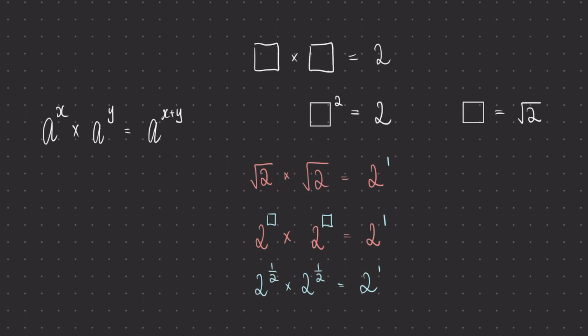So whenever we have a power of a half, we've found that that must be equal to the square root of 2. In other words, the power of a half is the same thing as finding the square root. So a to the power of a half is just going to be the square root of a.